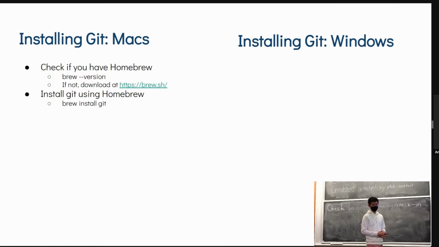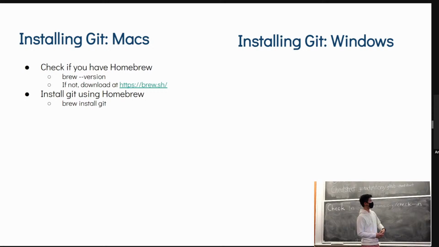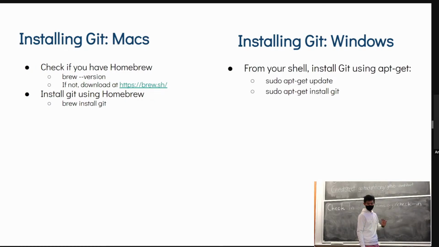So how do you get Git? On a Mac, you can first check if you have Homebrew. If you don't have Homebrew, you can install it by downloading it at brew.sh. After doing that, you can use brew to install Git, directly using brew install git. And for Windows, you can directly run these two commands here.